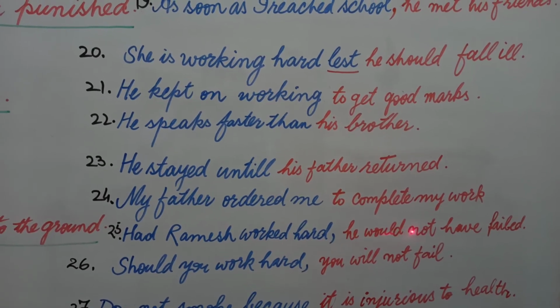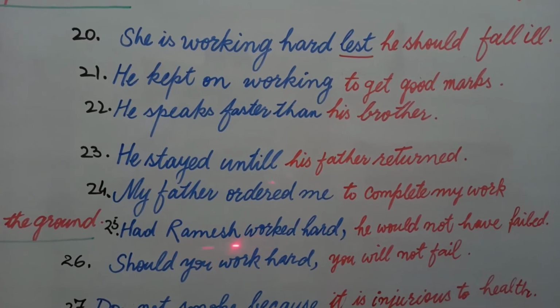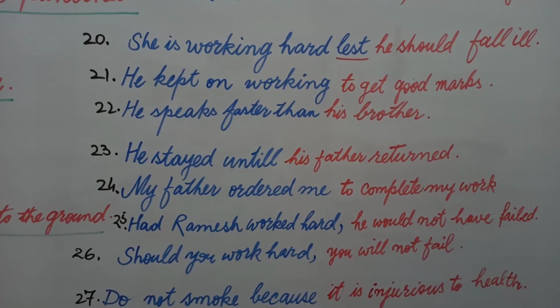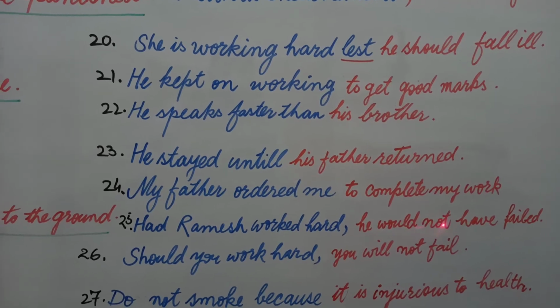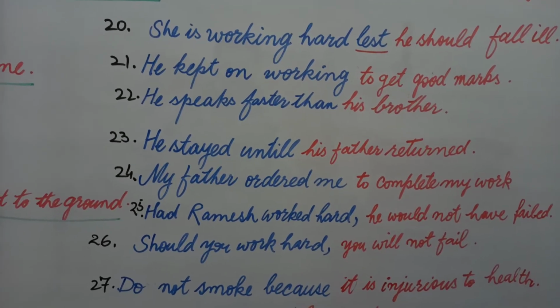And in such a case, you use not or without not according to the completion of the related sense of the first part. If Ramesh had worked hard, he would not have failed, but the result is he failed.